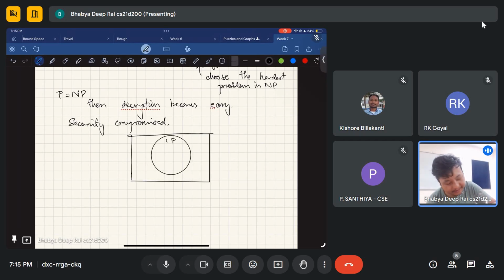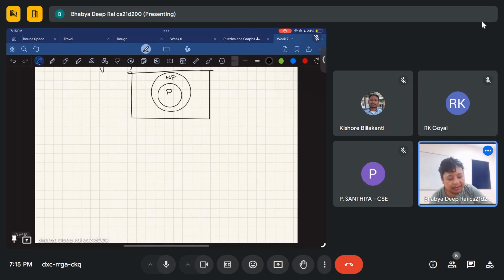So far, this is NP, and we have P sitting in it. We don't know if P equals NP. Generally, it is accepted that P is not equal to NP, but we don't know that. No one has proved it yet. Okay, so that is out of the way.